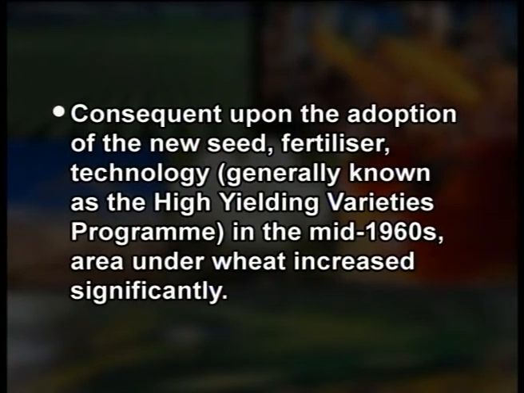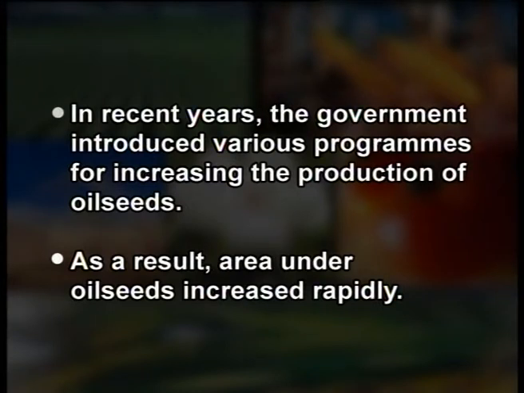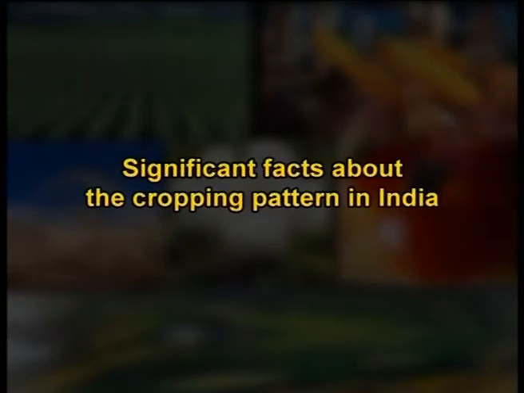For example, consequent upon the adoption of new seeds, fertilizers and technology generally known as high yielding variety of seeds in the mid 1960s, area under wheat increased significantly. In recent years, the government introduced various programs for increasing the production of oilseeds. As a result, area under oilseeds increased rapidly. Significant facts about the cropping pattern in India can be discussed.